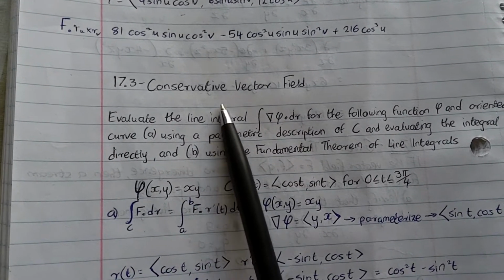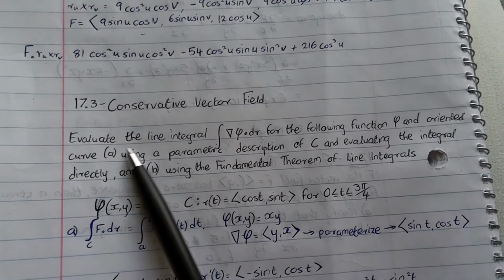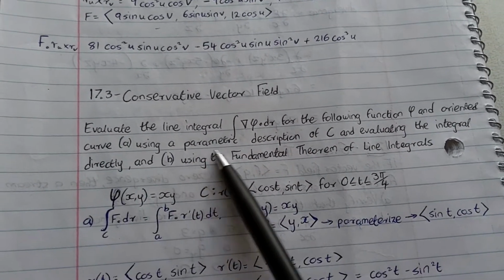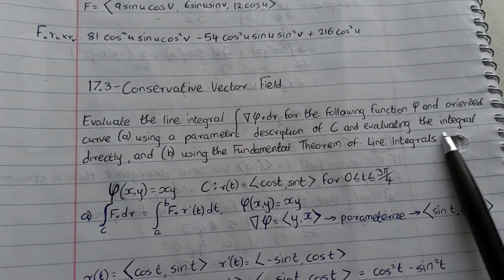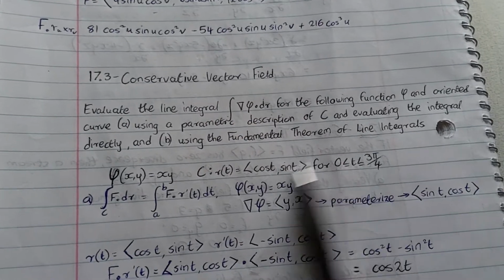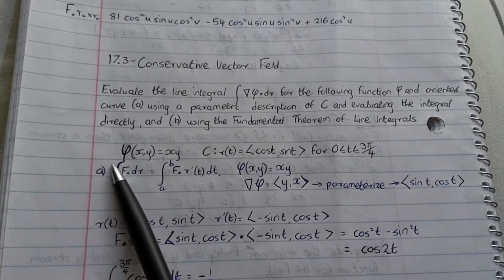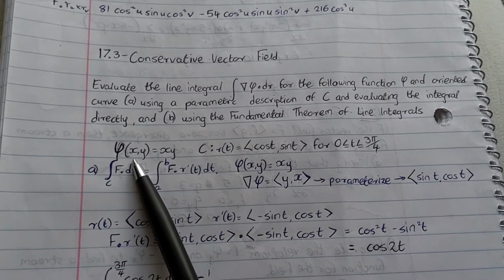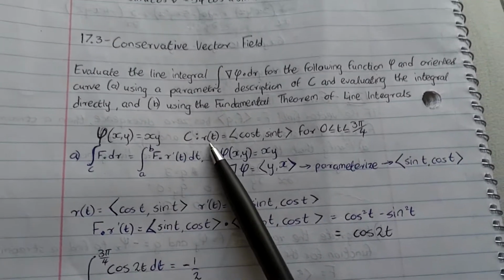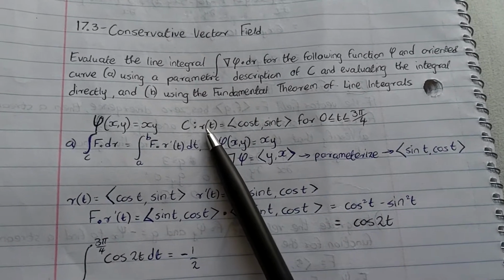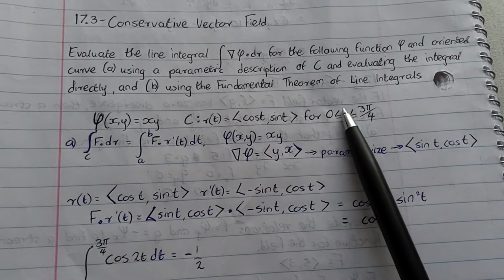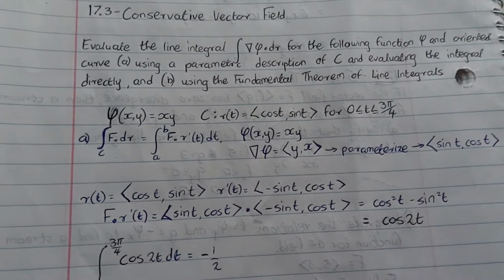17.3 Conservative vector field. Evaluate the line integral for the given function and oriented curve, A, using a parametric description of C and evaluating the integral directly, and B, using the fundamental theorem of line integrals. So phi of x, y is pretty much xy, and r(t), the limits of parametrization, is going to be cosine t, sine t for 0 ≤ t ≤ 3π/4.